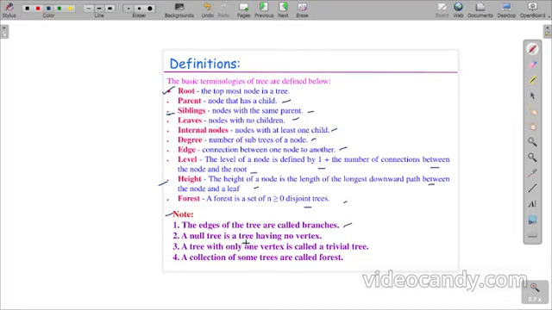A null tree is a tree having no vertex. A tree with only one vertex is called a trivial tree. A collection of some trees is called a forest.